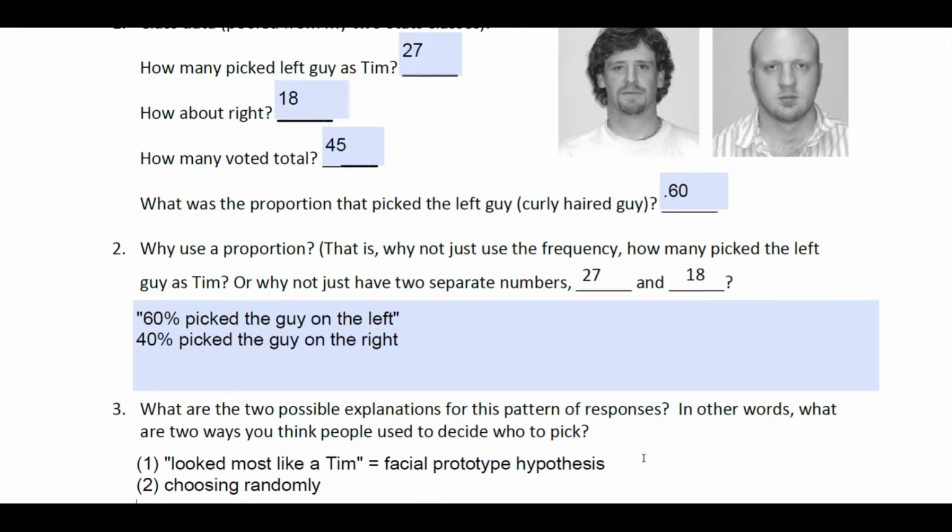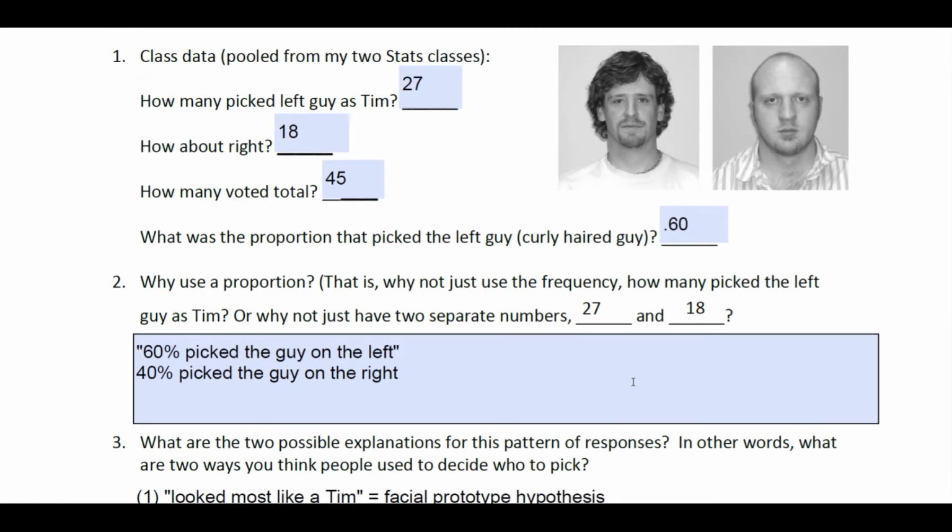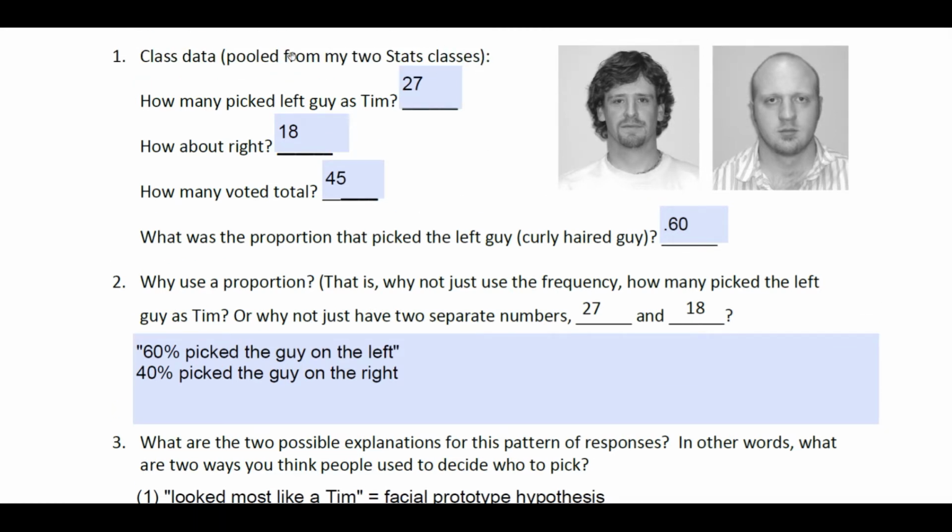Either you think one of them looks more like a Tim, or you don't think either of them looks more or less like a Tim, so you just choose one, choose randomly somehow. Okay. So what we want to try to just figure out from today's lesson is, okay, this data, the 27, 18, and 45, this is the real data.